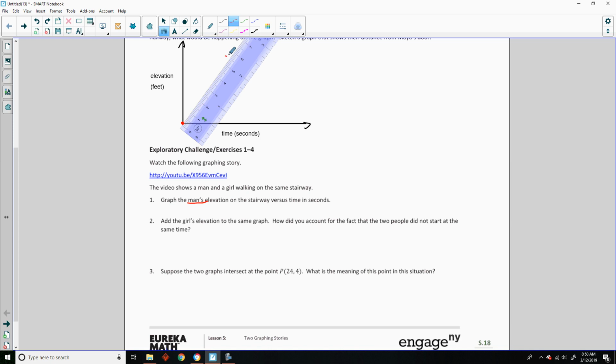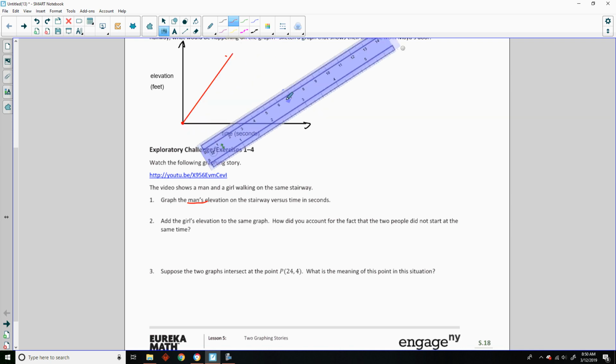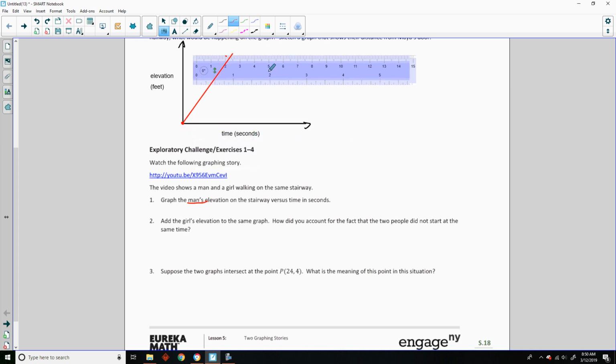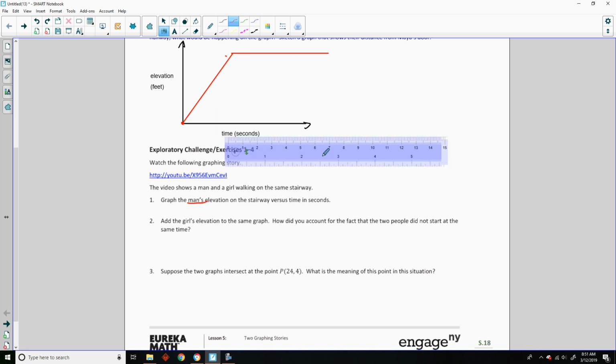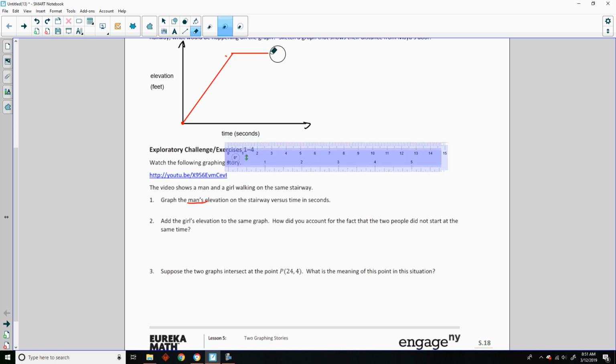It's not recognizing my ruler. There we go. All right, so he climbed up the stairs for a certain period of time, and then he was upstairs for a minute, so his elevation for a period of time did not change. Now I just drew that real long because it wasn't recognizing my ruler. So let's just say he did that. Okay, so he climbed the stairs and then he was upstairs for a period of time. So time passed, but his elevation did not change.